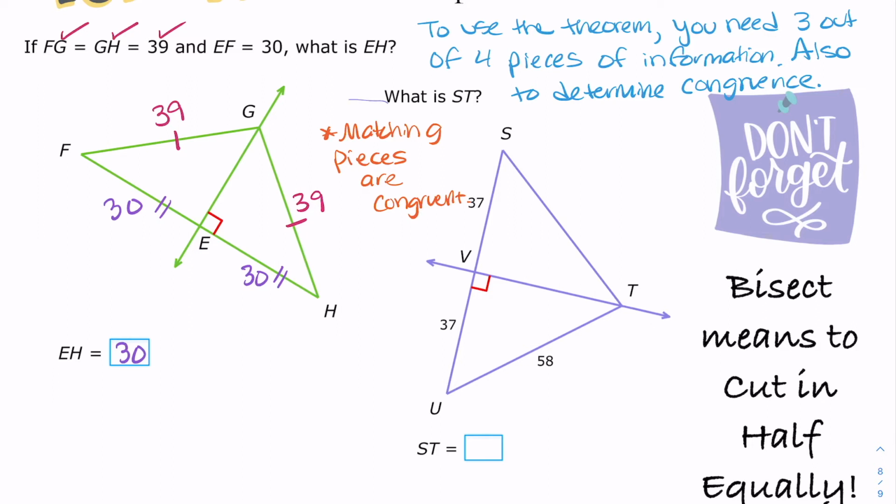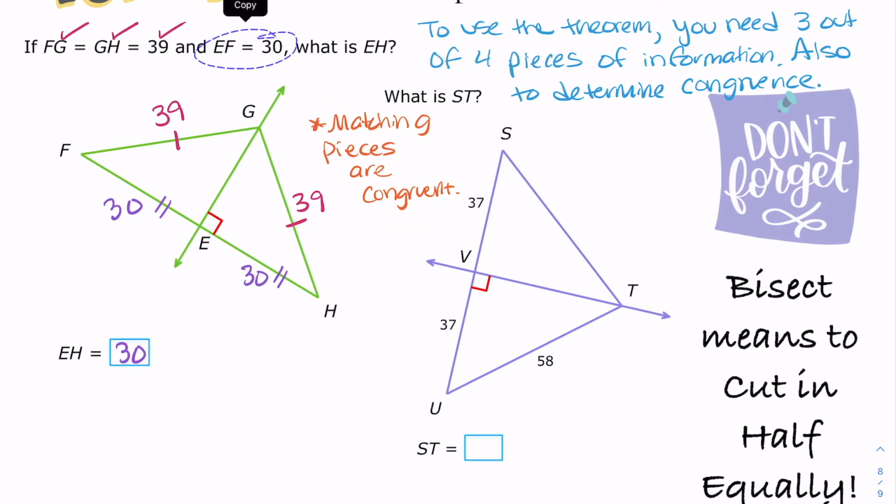Okay, so now the matching pieces are congruent, and that's what my third piece was. So to use the theorem, we need 3 out of 4. They gave us these 2, and then they gave us this third piece. But we also had to determine the congruence. So these are congruent, and these are the right ones to be congruent. Therefore, these base ones were congruent. Okay, so in this next one, we have 37. We have 37. These are congruent. Therefore, these are congruent. So this one has to be 58. So ST is equal to 58 units.